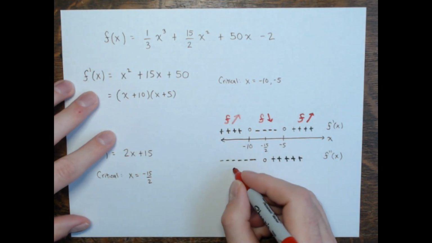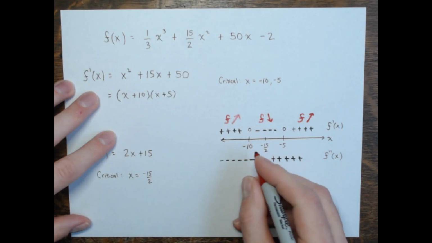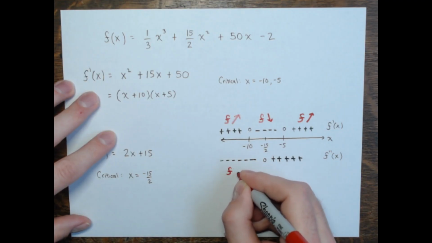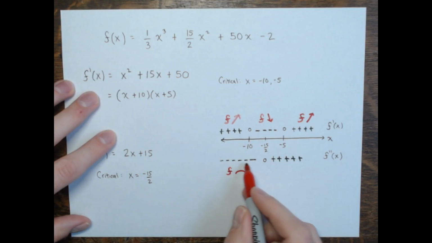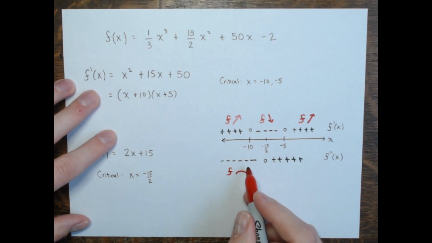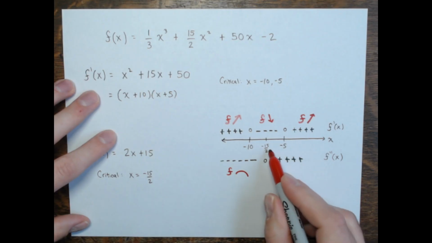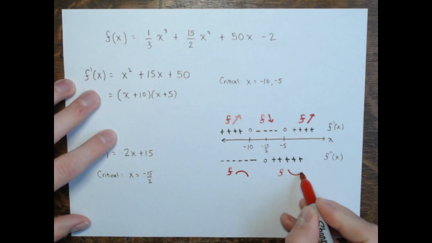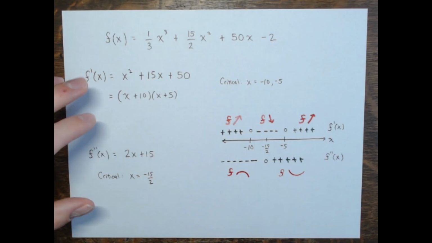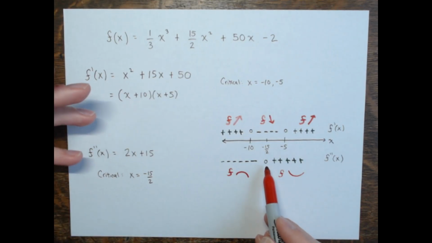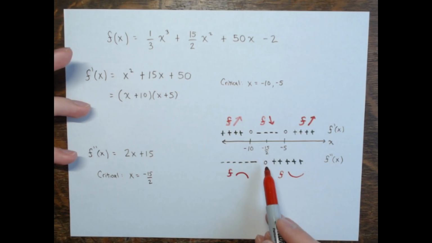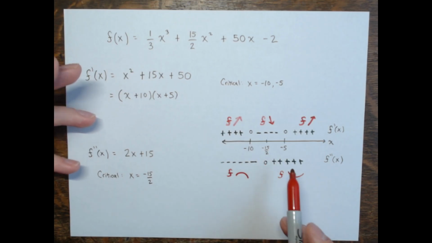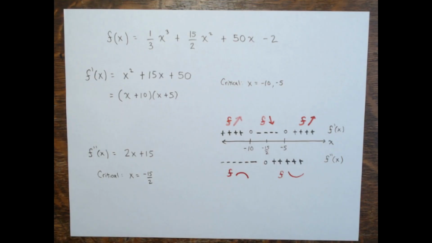About the original. So to the left of negative 15 halves, the graph of f will be concave down, right? Curling downwards, got a negative second derivative. But to the right of negative 15 halves, the graph of f will be concave up, right? You got a positive second derivative. So there'll be an inflection point at negative 15 halves. Remember, when you change concavity like this, but we're not asked for that.